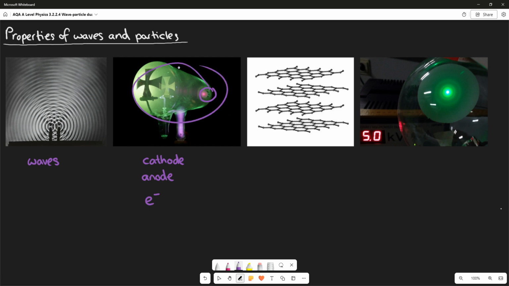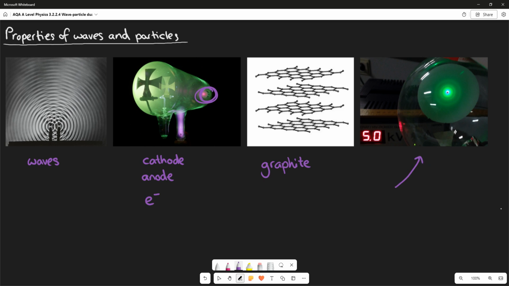Now, if we take this piece of equipment, we take away the Maltese cross and instead place a very thin piece of graphite in its path, we get a very different pattern again. So here is what that thin piece of graphite would look like. This is the structure of graphite. It occurs in very, very thin sheets with a very regular crystalline structure. So this is graphite. And if we place a thin piece of graphite in between the electron gun and the screen, then what we get is this pattern over here.